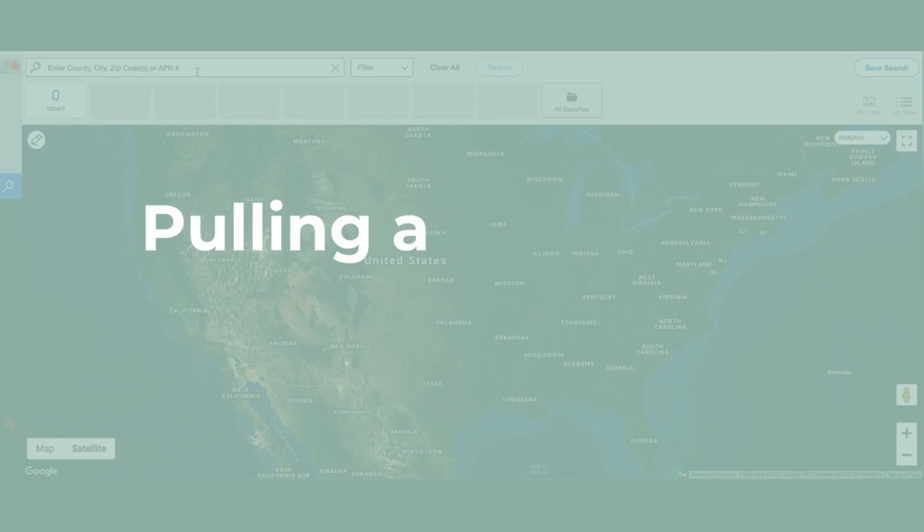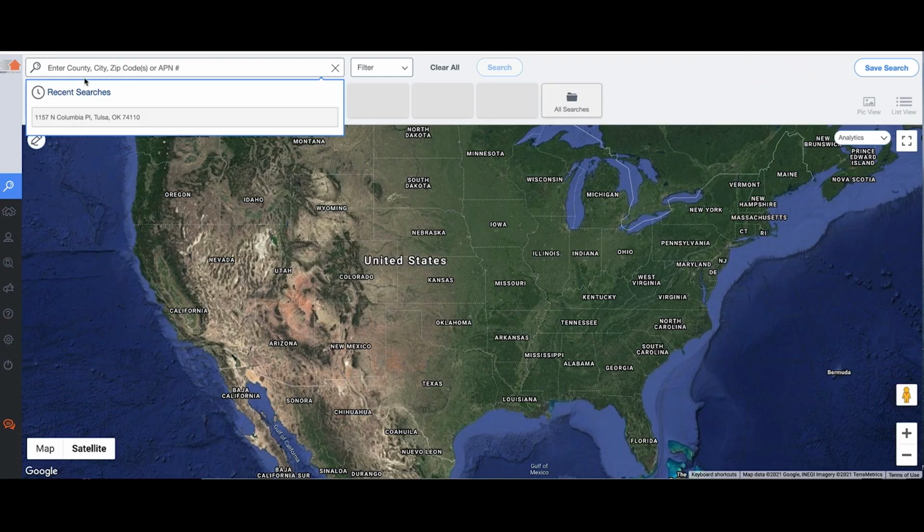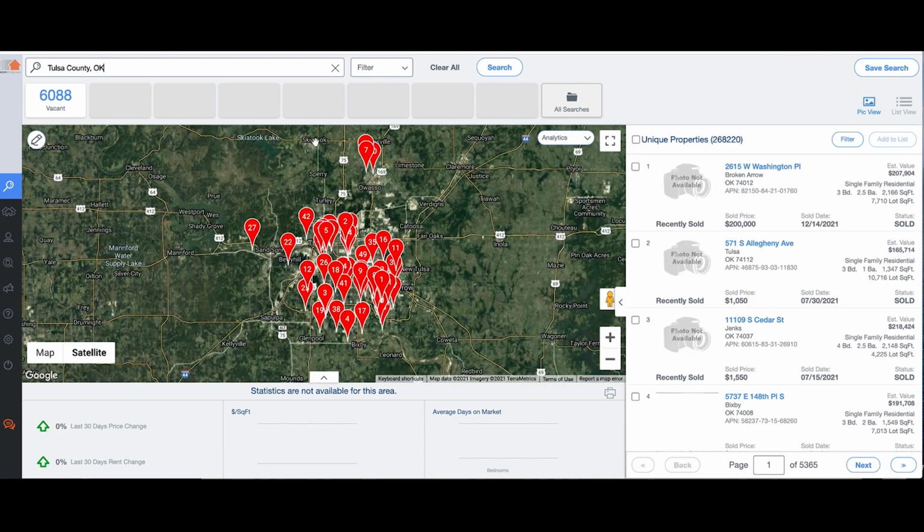Then next is how to pull a motivated seller list. So you're back here at the main page. You can do up to 5 zip codes at a time, which I do, or you could do it by city or county. So I am going to do it by county. Tulsa, Oklahoma, and this is Tulsa City, this is Tulsa County. I'm going to pick the county of Tulsa.